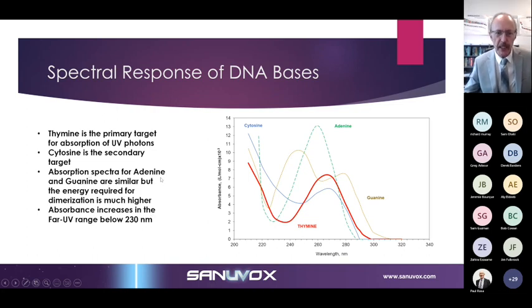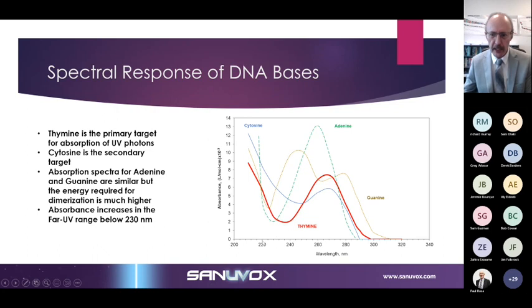We see the same effect for adenine and guanine. We can see that adenine and guanine actually have higher absorption rates than thymine or cytosine. And yet we see very little dimerization of adenine and guanine. That's because the bond energies are so high that we do not see a lot of adenines or guanines dimerizing. Some of them do, but mostly it's primarily thymines and cytosines.